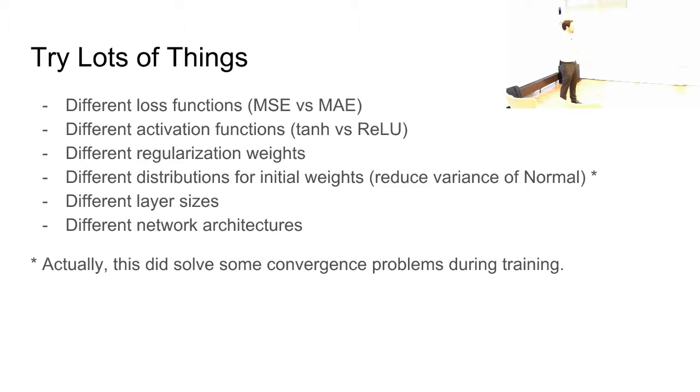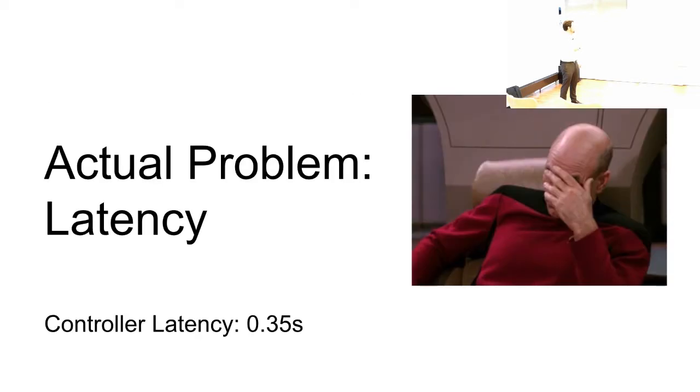This one did actually help. Different layer sizes, different network architectures. There's a lot of things you can try tuning. So after many, many hours of doing that, I found the actual problem, which was latency, which was a facepalm moment. So actually this problem was that because we're using so much computation on my old laptop, it was only able to steer about 3 times a second. So if you imagine yourself trying to steer, but you can only touch the wheel 3 times a second, you can imagine that's quite difficult.